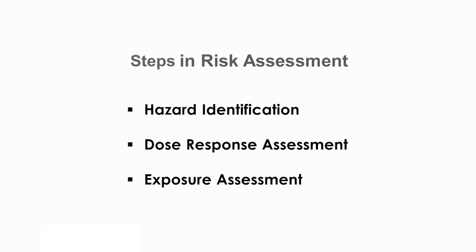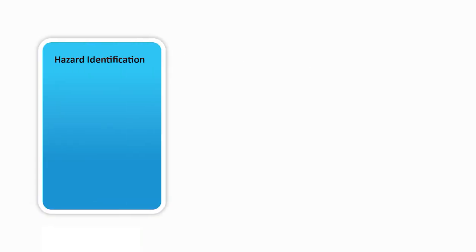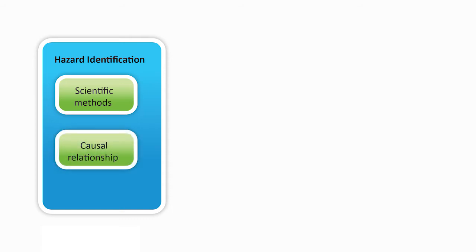Now, we move into the steps involved in risk assessment. There are 3 steps in any risk assessment activity as follows: hazard identification, dose-response assessment, and exposure assessment. Let me explain one by one to all of you. Hazard identification is an assessment through scientific methods where evidence is gathered to find out the causal relationship between exposure to the pollutant and human health.